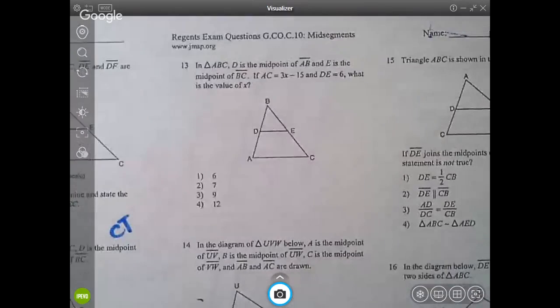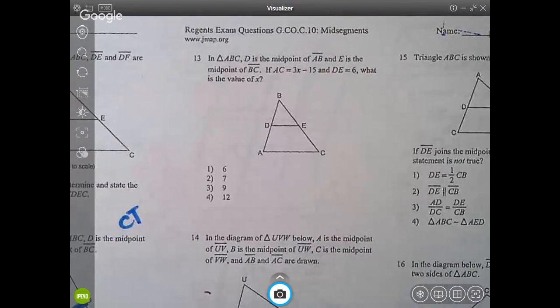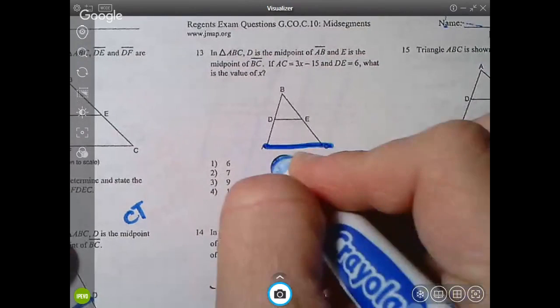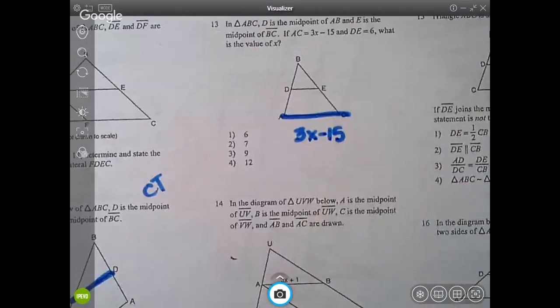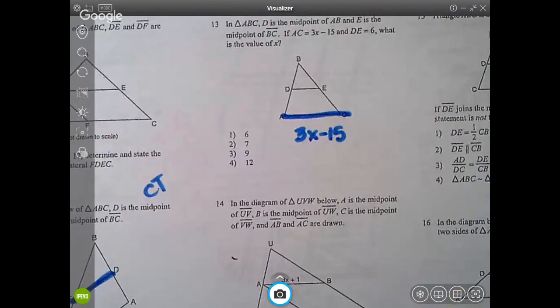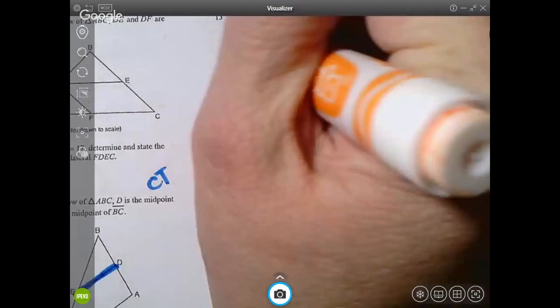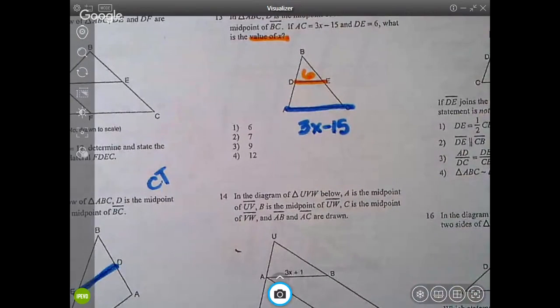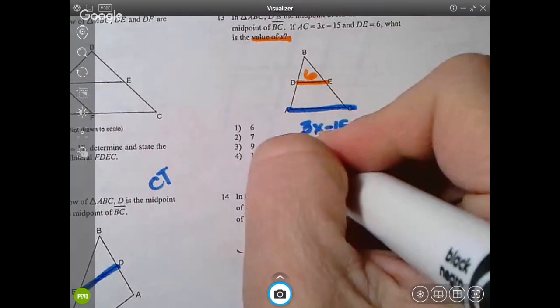Okay, let's go to 13. Triangle ABC. D is the midpoint, midpoints. AC is 3x minus 15. DE is 6. What's X? How do we do this? Start again. Put the expression on one side, the thing on the other side, so I go with it.